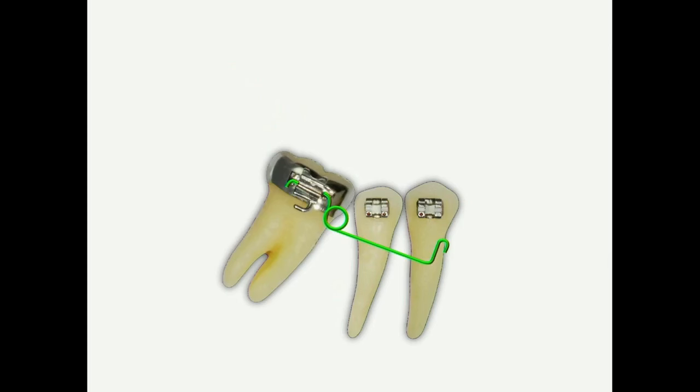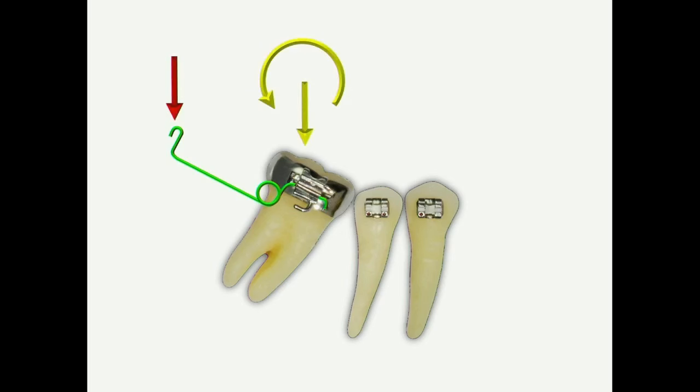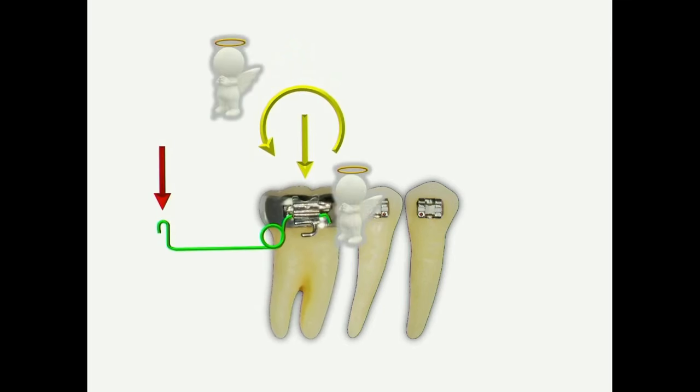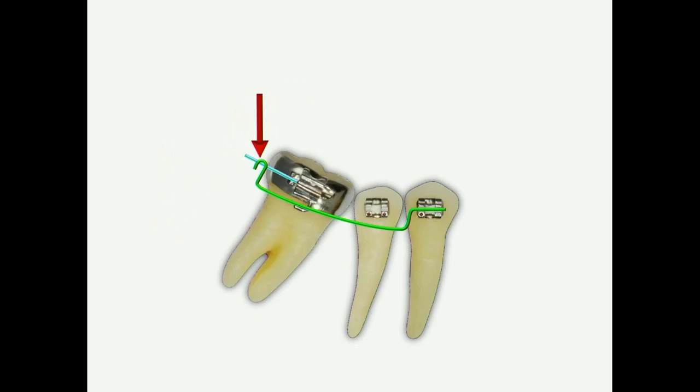To overcome inconsistency, the point of force application is moved across the center of resistance. And this becomes a consistent force system. But there is no place to engage the hook of the cantilever in the empty space posteriorly. Therefore, we can use a distal extension to make a consistent force system.